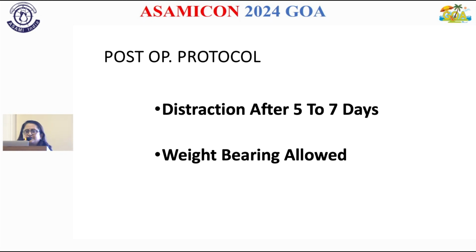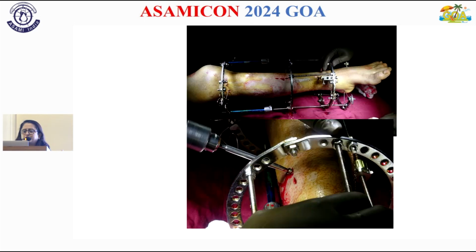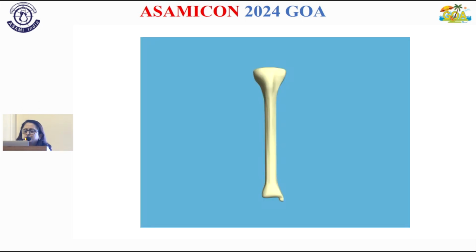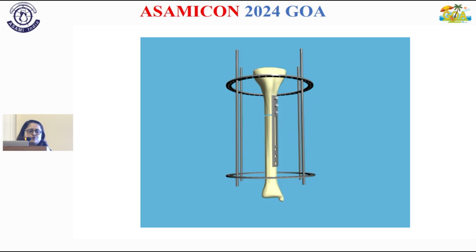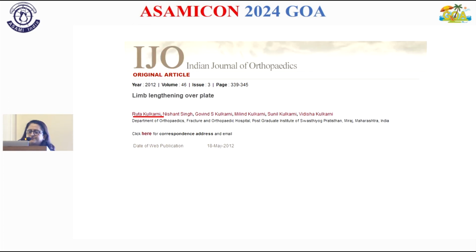Post-operatively, distraction is started, like usually after 5 to 7 days. Weight bearing is allowed throughout. So as soon as the lengthening is done, you take the patient inside, put the screws in the distal holes, put a tibiofibular screw, and remove the fixator. Don't worry even if you don't see regenerate, because in this technique, regeneration is always very, very good. So these are animations which I will skip for want of time. So post-operatively, guarded weight bearing is allowed till we see good regenerate. And usually the syndesmotic screw is removed after 2 months.